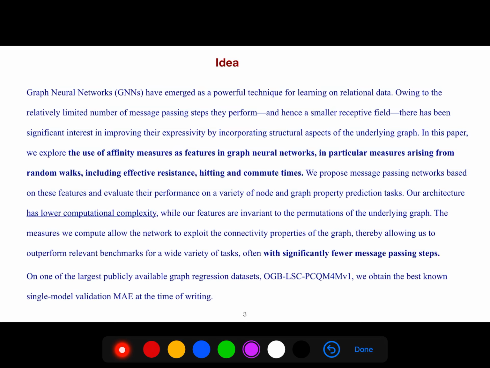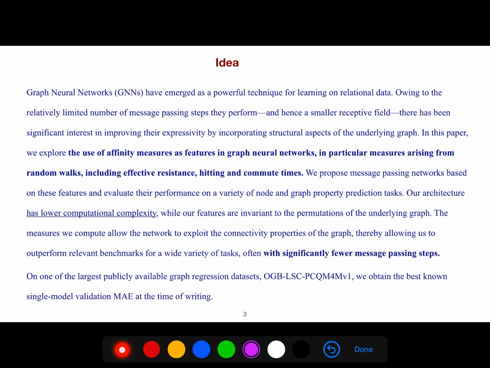Graph neural networks have emerged as a powerful technique for learning on relational data, owing to the relatively limited number of message passing steps they perform, and hence a small receptive field. There has been significant interest in improving their expressivity by incorporating structural aspects of their underlying graph. In this paper, we explore the use of affinity measures as features in graph neural networks, in particular measures arising from random walks, including effective resistance, hitting, and commute time.